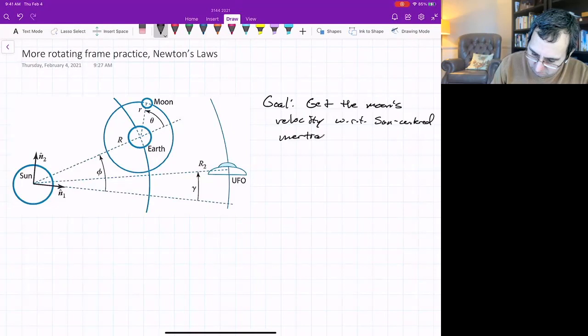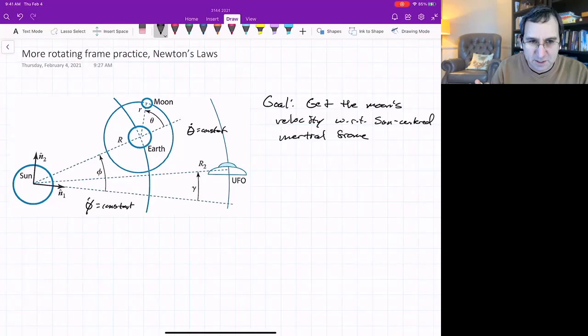inertial frame. And in this world, the Earth is going around the sun in a circle with a constant angular velocity, phi dot, and the moon is going around the Earth with a constant angular velocity, theta dot. So theta dot is constant, and phi dot is constant. That simplifies things. It's another derivative we won't have to take.